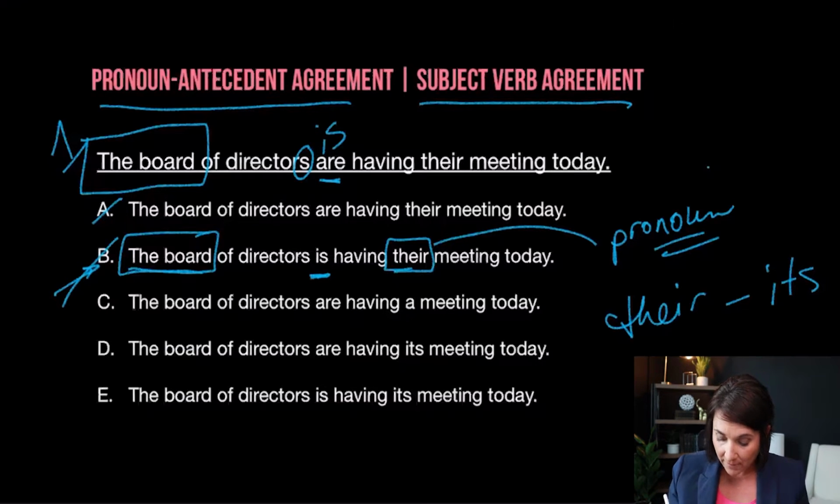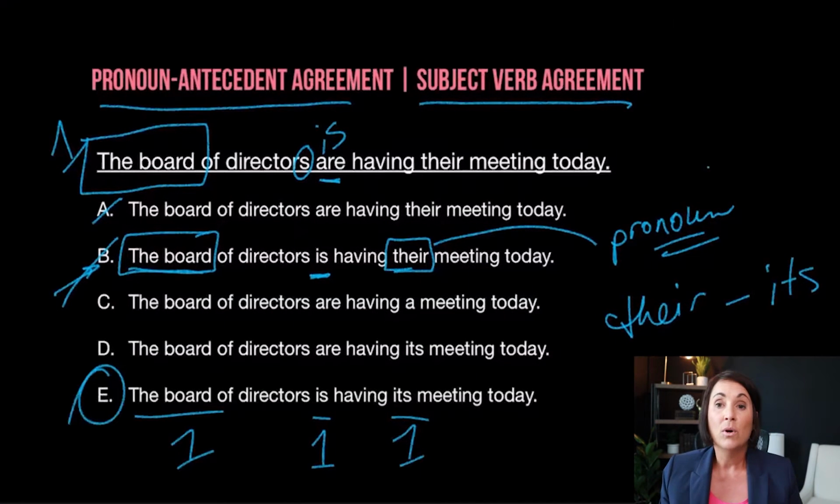Now, the reason why they put these on the exam, so this is going to be the board of directors is having its: is and is, singular, singular, singular. The board is having its meeting today. Now, most people, when they read, like even letter C, let's look at C. The board of directors are having a meeting today. Or D, the board of directors are having its meeting today. D sounds weird. Or B, the board of directors is having their meeting today.